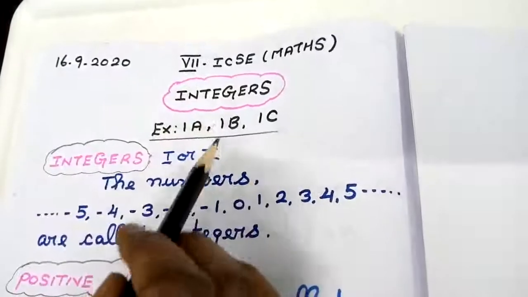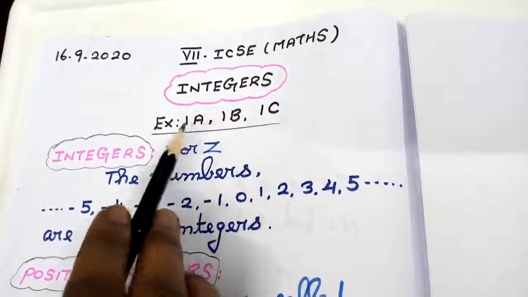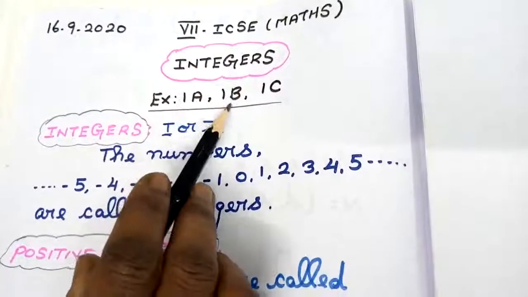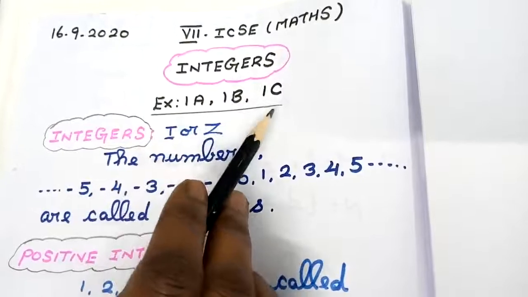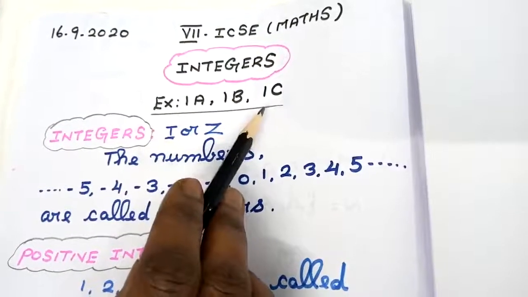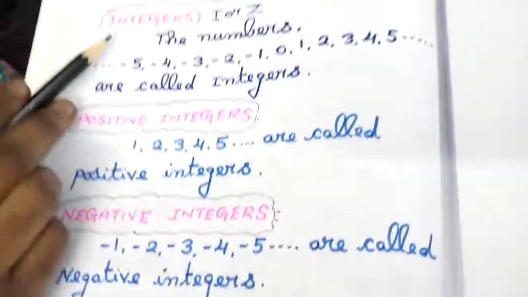Now we are going to see the topic of integers. In that we are going to do 3 exercises, students, that is exercise 1A, 1B and 1C. And all 3 exercises are going to be very small exercises. So now we are going to see the concept. Before that we should know the meaning of integers.